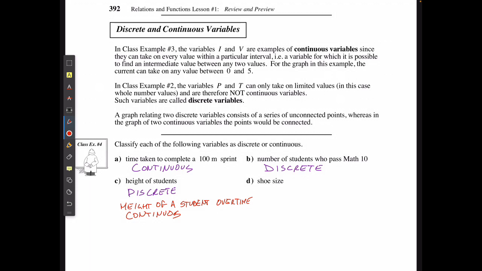One of the other ones that confuses people quite frequently is the shoe size one. There's a difference between shoe size and foot size. Your foot size will change gradually. Your shoe size, like if you're buying shoes, you're buying in exact increments that exist. There are limited numbers of shoe sizes that exist, and you have to buy them. It's either 7 or 7.5 or 8. There isn't a 7 3/4 or anything like that. So that would still be considered discrete.